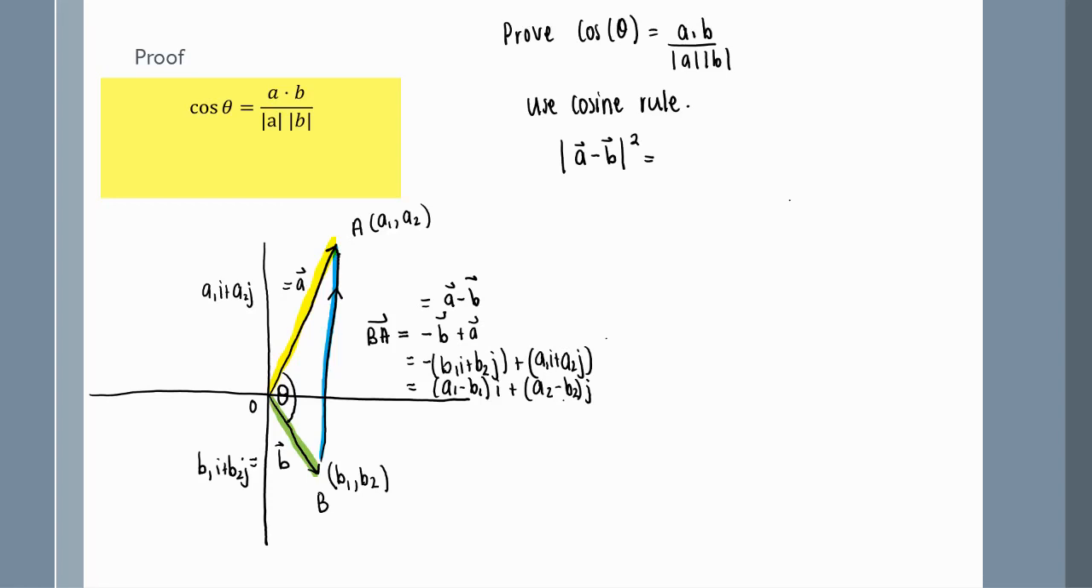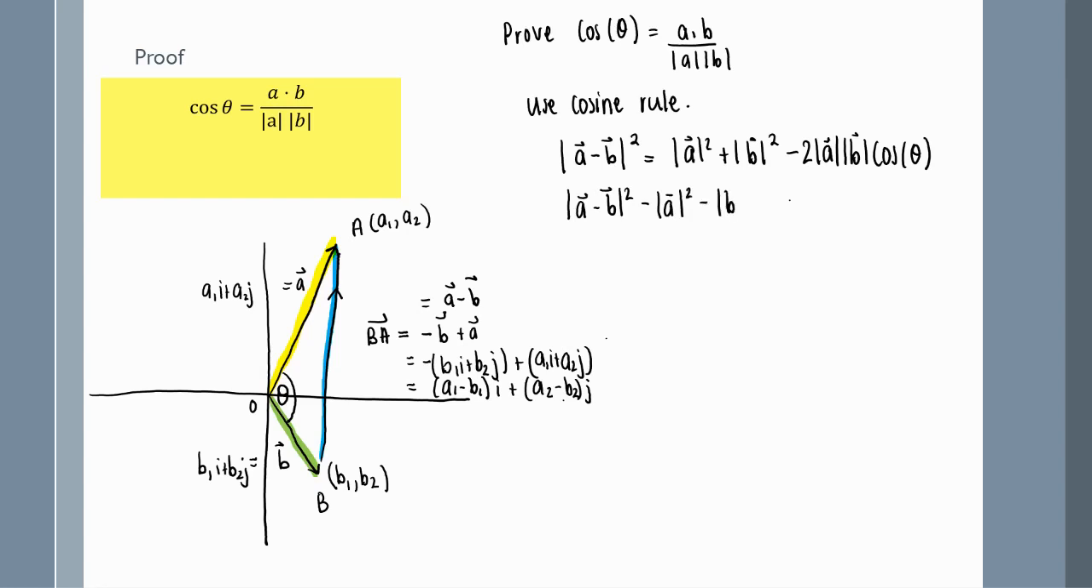Using the cosine rule, I know that the vector BA, or we could write this as minus B plus A, I'm going to write it as A minus B. So the length of that vector squared is equal to the length of vector A squared plus the length of vector B squared minus 2 times the length of vector A times the length of vector B times cos theta. So it's important to remember that in this cosine rule, you're looking at the lengths of each vector.